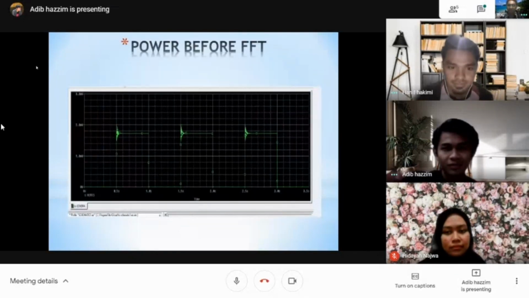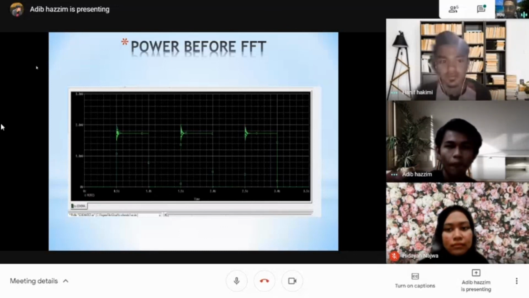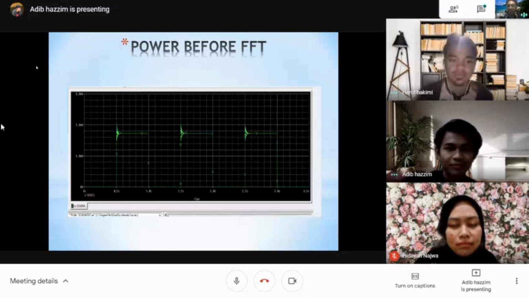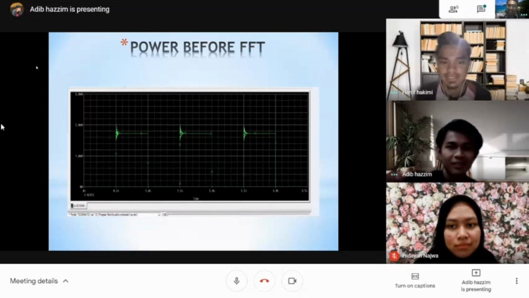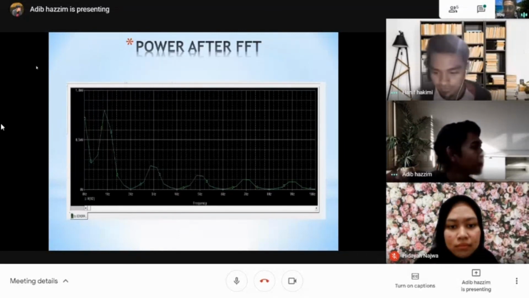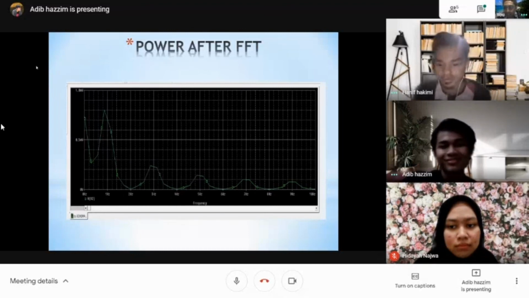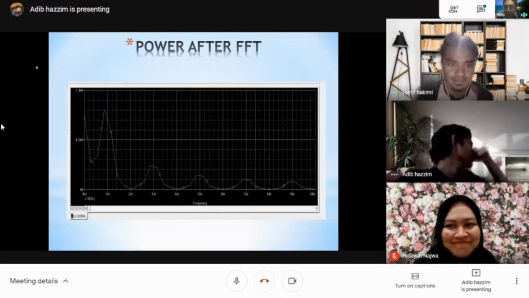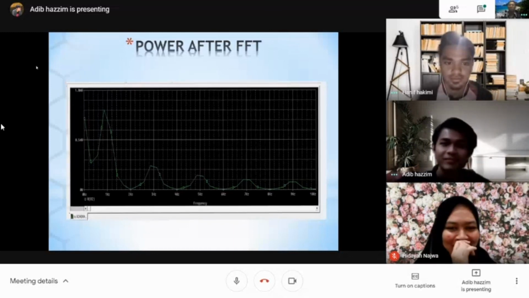This is the power before FFT. We get about 2 watts. And this is the power after FFT. We get about 0.8, but the result we got is 0.9.